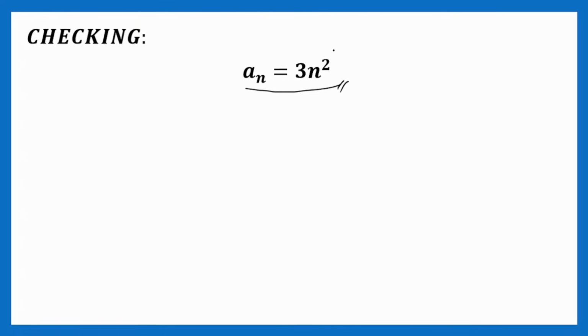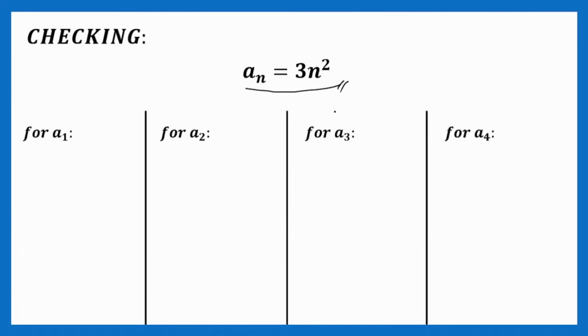Na-require man ni teacher o hindi, check mo rin. Baka mamaya may konting mali lang sa naging general formula natin. So, solve natin yung 4, kasi 4 yung sequence, tama? 4 yung lumabas kanina. So, kapag a sub 1, ang gagawin mo lang dito, lahat ng n magiging 1.